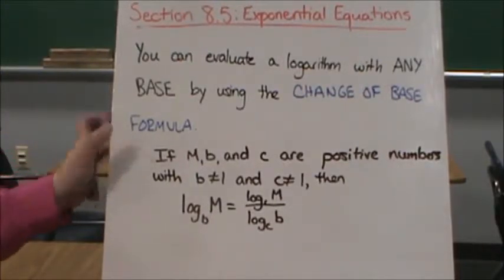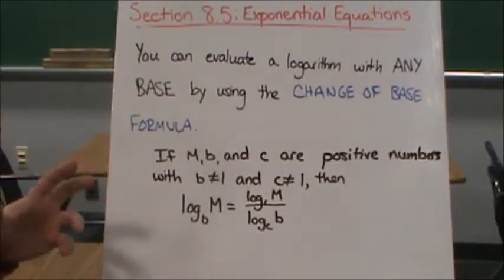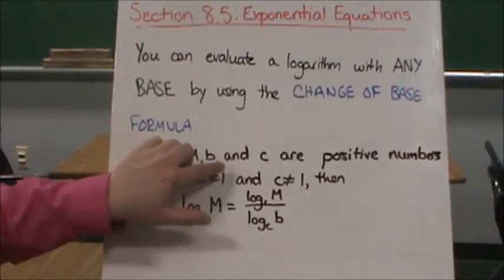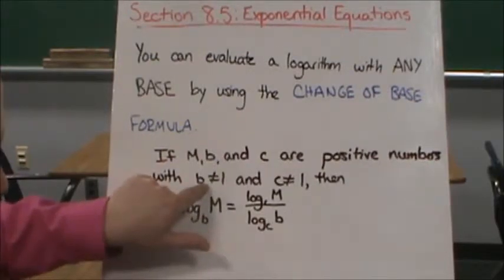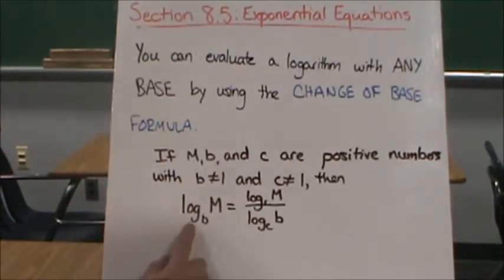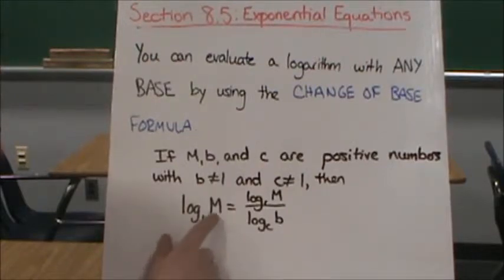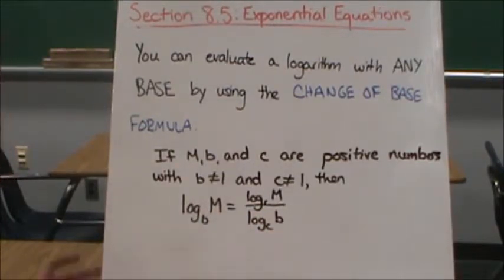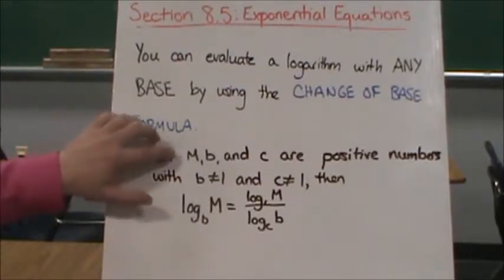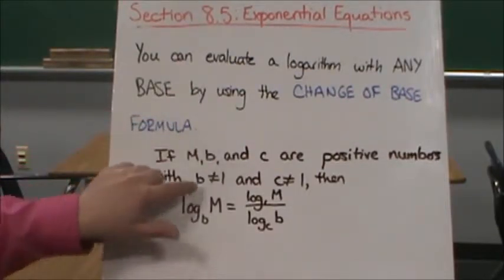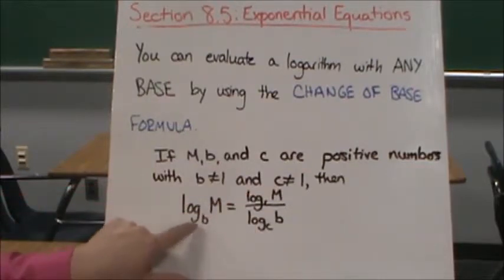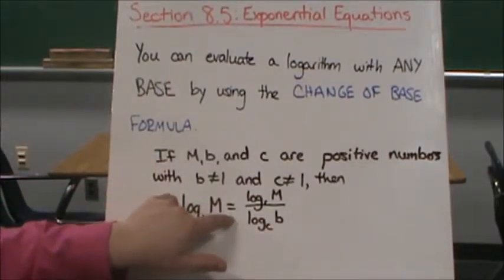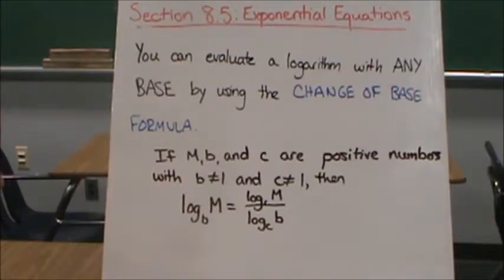If we have numbers m, b, and c being positive numbers, with our value of b not being 1 and our value of c not being 1, then the logarithm of base b of some number m equals log base c of m divided by log base c of b. So if we have positive numbers m, b, and c, with b not being 1 and c not being 1, then log base b of m equals log base c of m divided by log base c of b.